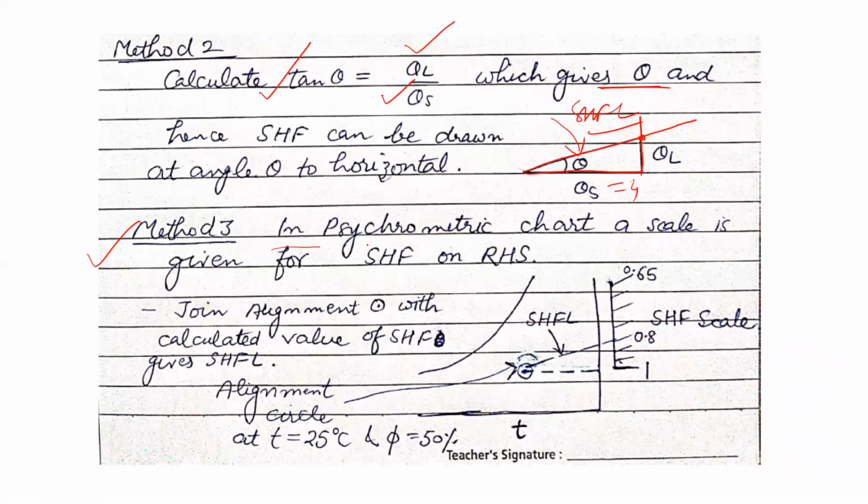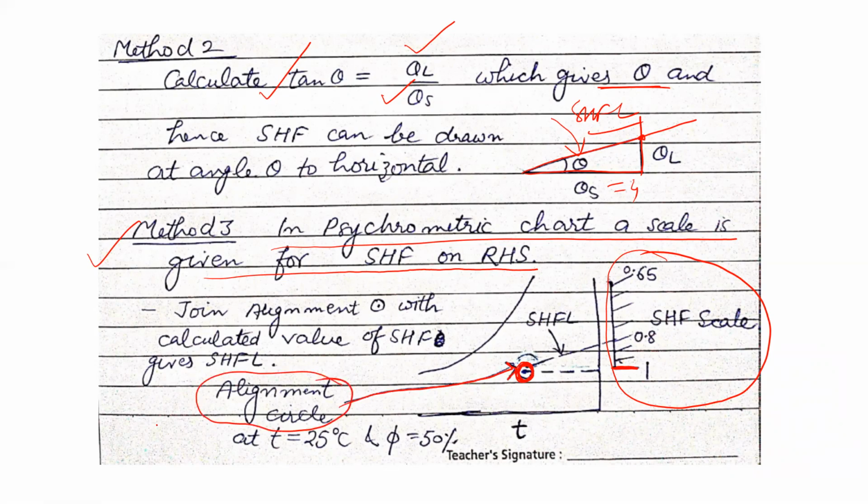The third method is, in a psychrometric chart, a scale is given for the sensible heat factor on the right hand side. As you can see here on the right hand side of the psychrometric chart, this scale is given, and here the value of the sensible heat factor is 1. This corresponds to a particular value on the psychrometric chart. If you look at the psychrometric chart, there is a circle, and this circle is known as the alignment circle. It is a sort of a reference circle for drawing the sensible heat factor.